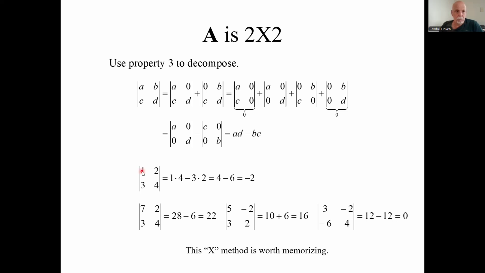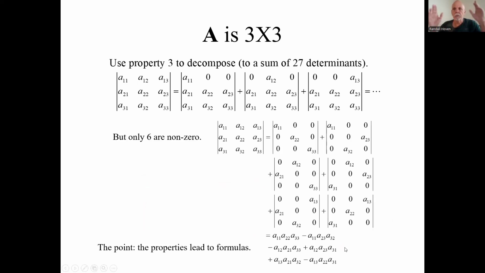Here's a numerical example. 4 minus 6 minus 2, 28 minus 6, 10 plus 6 is 16, 12 minus 12 is 0. That's worth memorizing. Let's move up one.